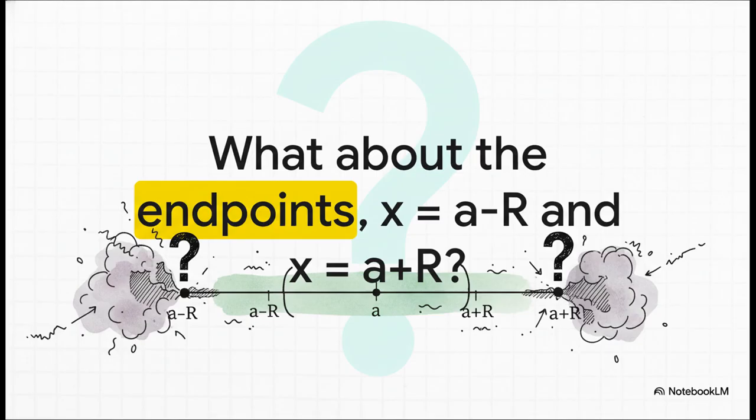But at the exact points, x equals a minus r and x equals a plus r, it tells you absolutely nothing. It's a total gray area. They could converge, they could diverge, we just don't know without checking.